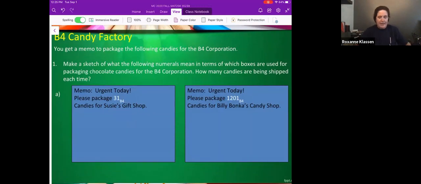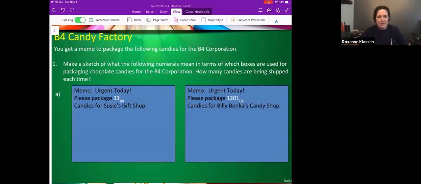If you look on that next page, I have some memos. One of your assignments this week is to write a memo on a discussion board for a B2 candy factory. So that's going to be different. But we're in a B4 candy factory, and it says make a sketch.